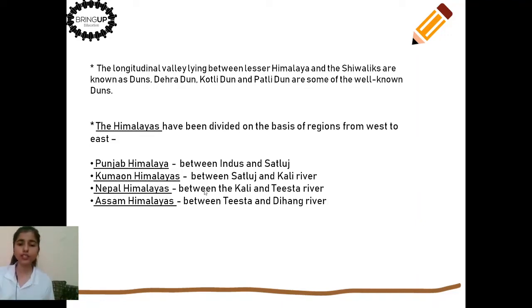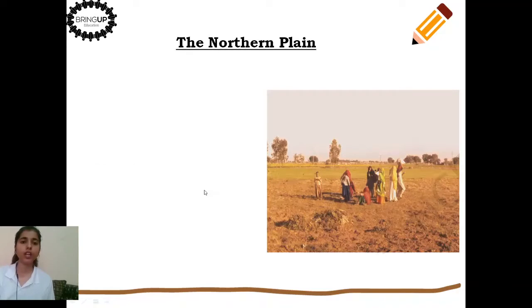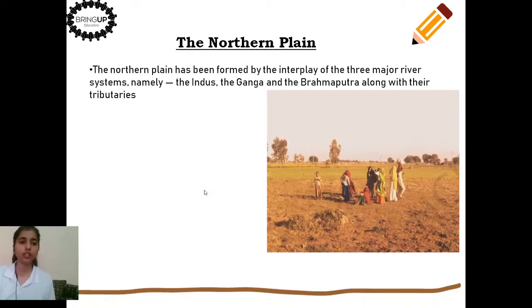Now moving on to the next physiographic division, we have the northern plains. Now, the northern plains have been formed by the interplay of the 3 major river systems, namely the Indus, the Ganga and the Brahmaputra, along with the tributaries. So the northern plain have been formed by the sediments brought down by these 3 rivers, the Indus, the Ganga and the Brahmaputra, including their respective tributaries.